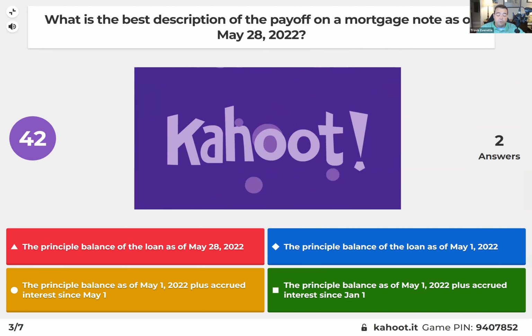Blue, the principal balance of the loan as of May 1st, 2022. Gold, the principal balance as of May 1, 2022, plus accrued interest since May 1. Or green, the principal balance as of May 1, plus accrued interest since January 1. What is the best description of the loan payoff as of May 28? Got 10 seconds left on that one.